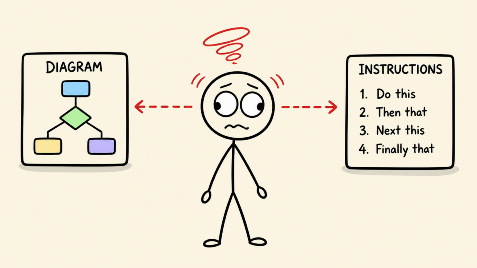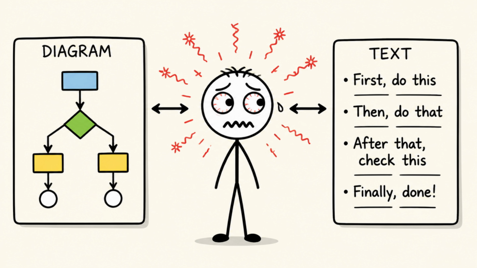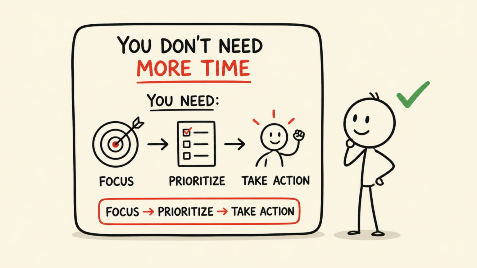Another is the split attention effect. If a learner has to look back and forth between two separate sources, like a diagram in one place and its explanation in another, that constant mental juggling creates extraneous load. Integrating related information into a single, unified location makes learning far more efficient.